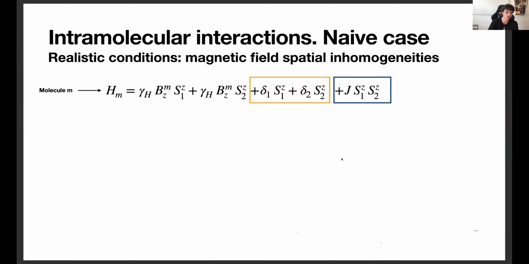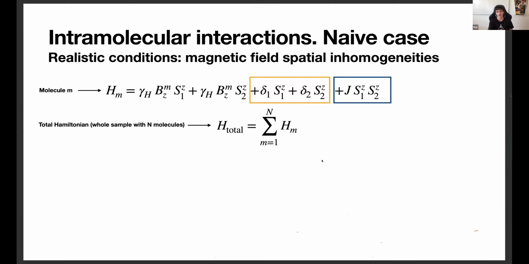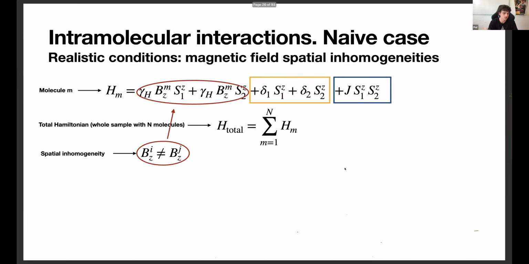So the total Hamiltonian of the sample will be either the sum or the average of all the Hamiltonians. Okay, good. But what happens? As I said at the beginning, we have to apply a magnetic field, right? And the experimental problem with magnetic fields is that it's very, very difficult to make them completely homogeneous. So this means that at different points in space, the magnetic field will probably have a different value. And this is due to experimental issues.